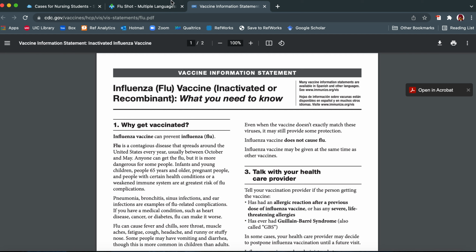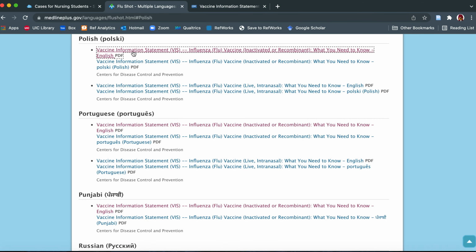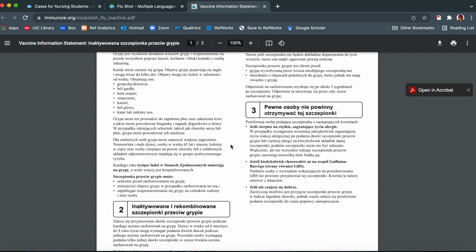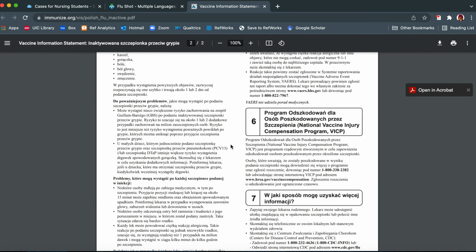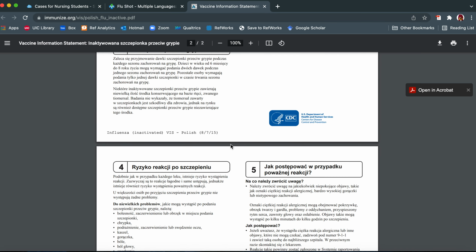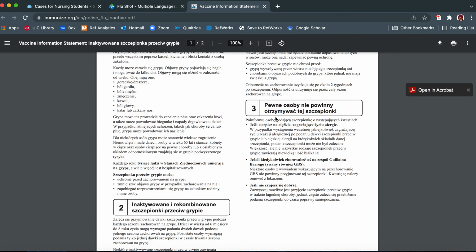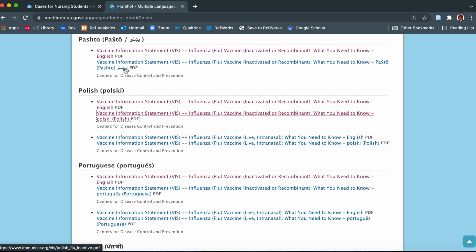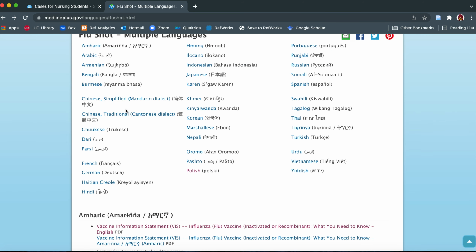So here's the English version. And then here's the Polish version. As you can see, this is put out by the CDC, so we know this is a credible source of a foreign language sheet.